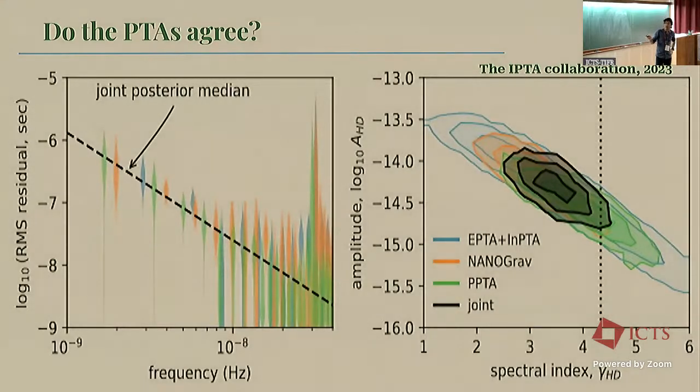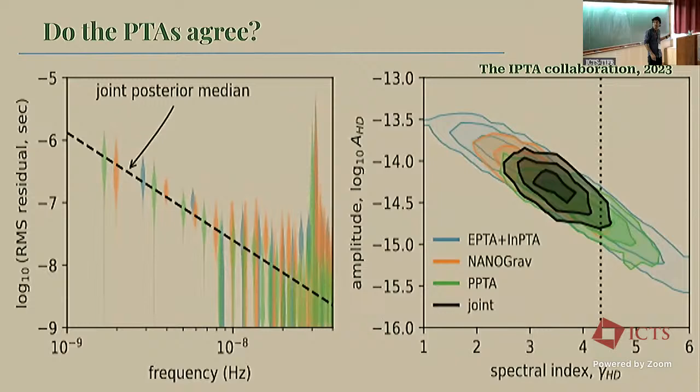We then also took the posteriors from the individual PTAs, or the data from the individual PTAs, and tried to do a very quick comparison of whether all the PTAs are in agreement with each other. Because if you look at the individual papers, there seems to be some sort of tension. And we find that there isn't really a big amount of tension between us.